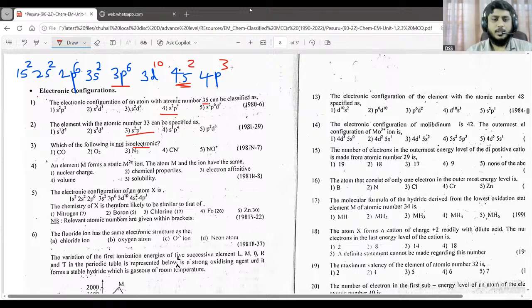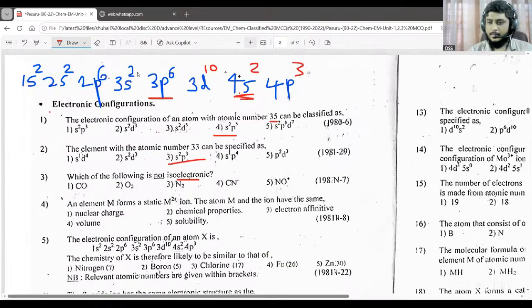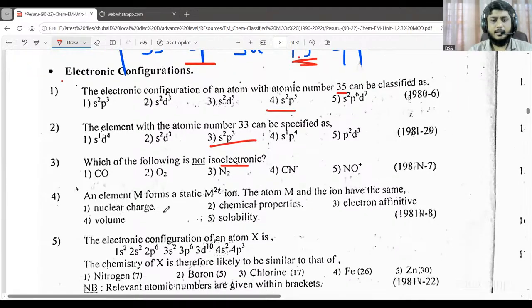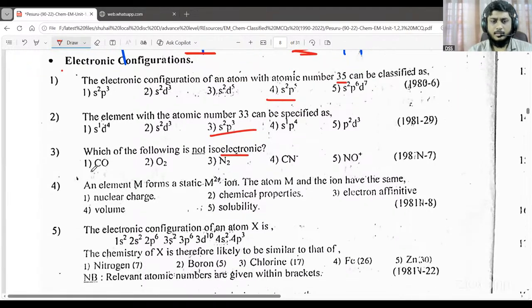Now not isoelectronic means first of all you see how many electrons are in carbon. Now how many electrons are in carbon? Carbon, you got 6 electrons. How many electrons are in oxygen? There are 8 electrons in oxygen. So altogether 14 electrons in carbon monoxide.